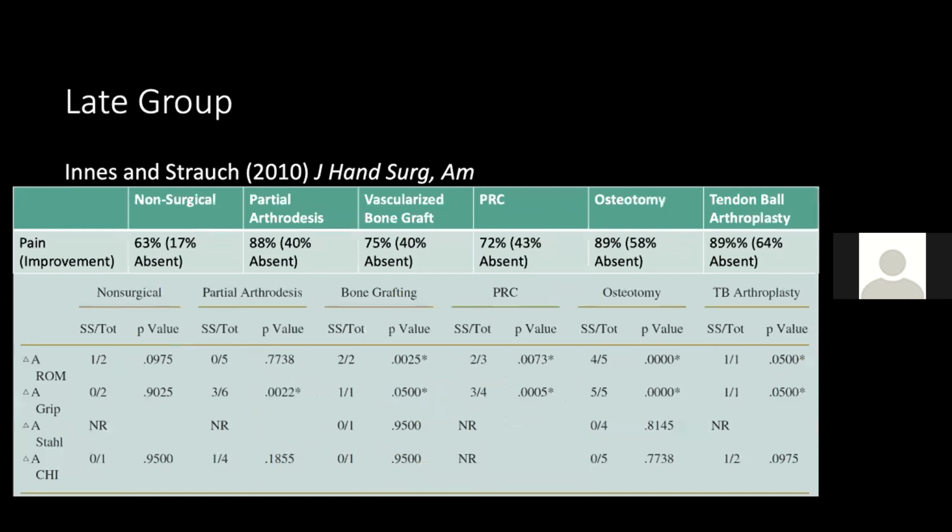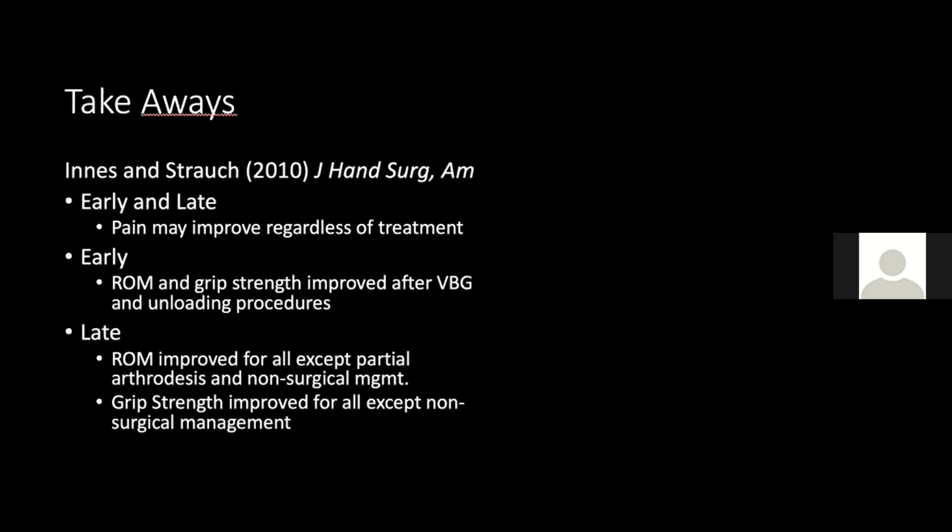In a late stage Kienbock group, the authors noted that vascularized bone grafting, proximal row carpectomy, unloading procedures, and tendon ball arthroplasty would improve range of motion and grip strength, but not necessarily affect radiographic outcomes. So pain may be improved regardless of treatment.